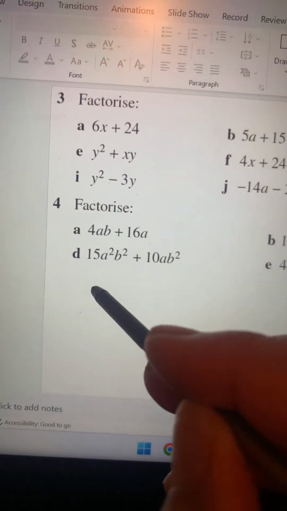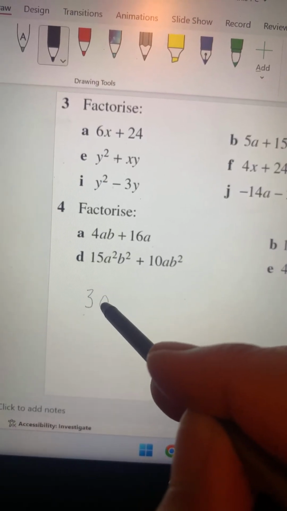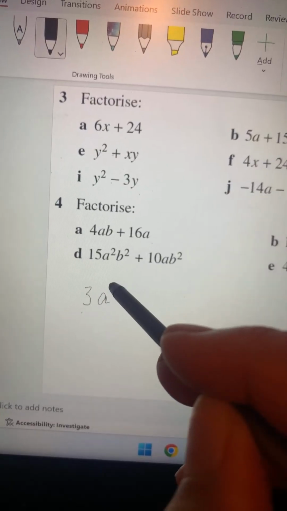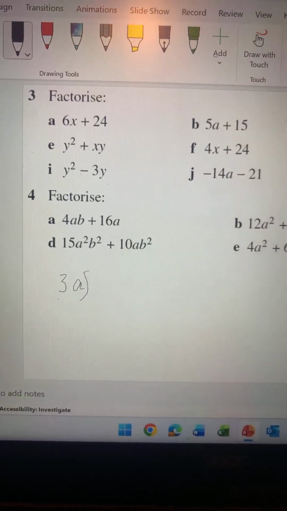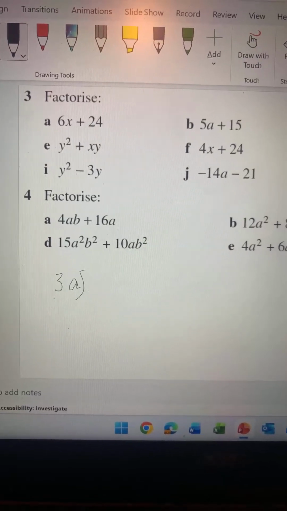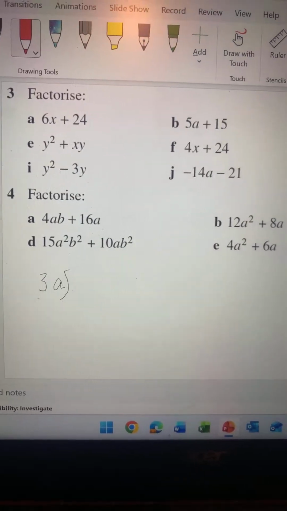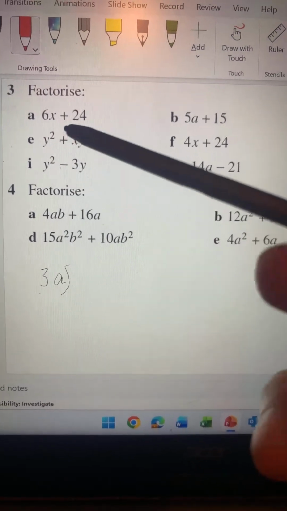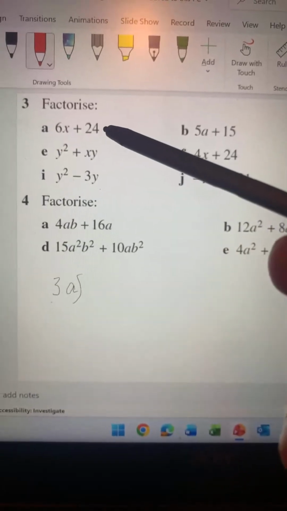Let's do that down here. Okay, so question 3a. So we're going to need to factorize 6x plus 24. So first of all, let's change the color of pen into red. Let's find out what the highest common factor is of 6x and 24.